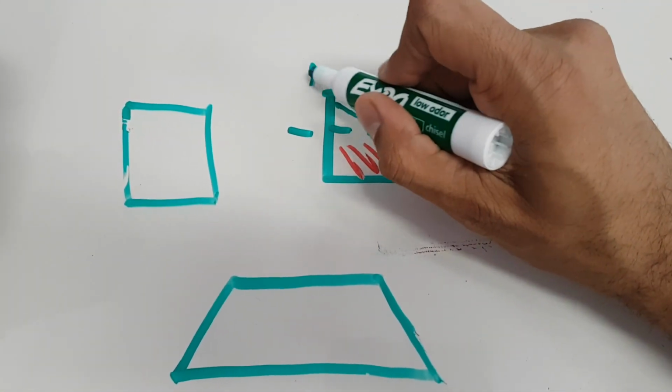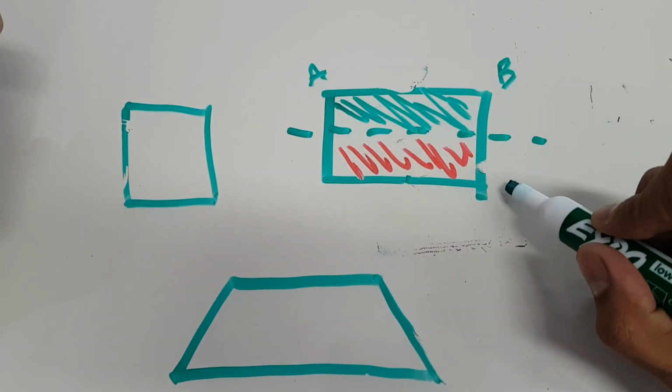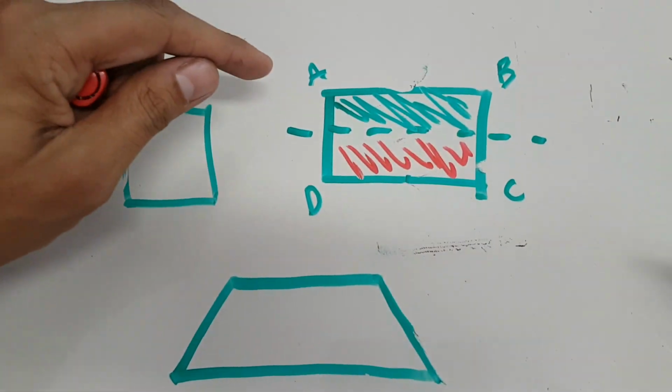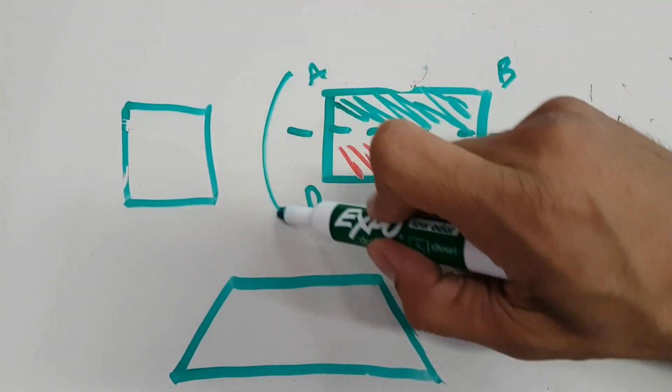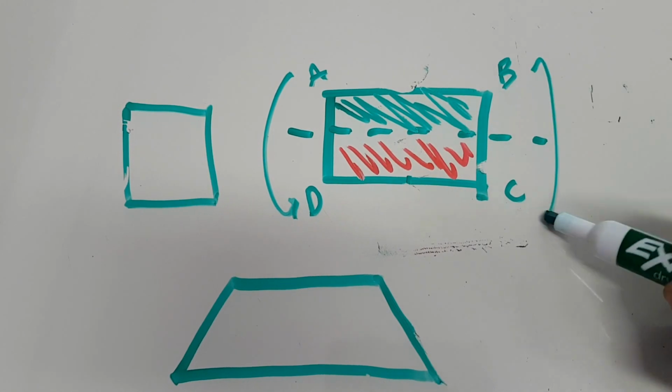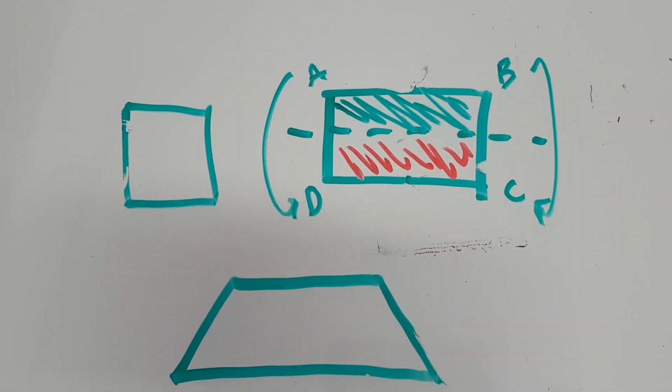Let's call this corner A, B, C, and D. If you folded it, A would fold right on top of D, and B would fold right on top of C, if we could fold it there, right? Now, be careful.